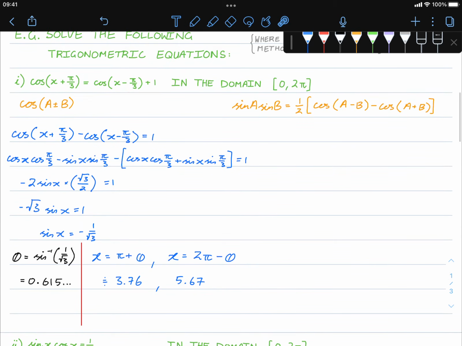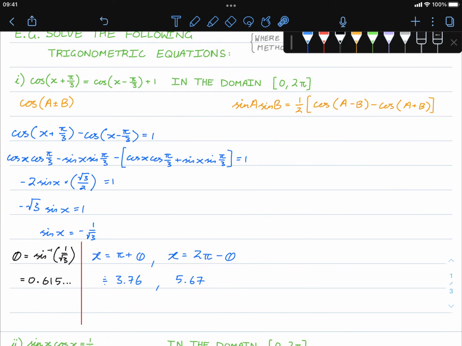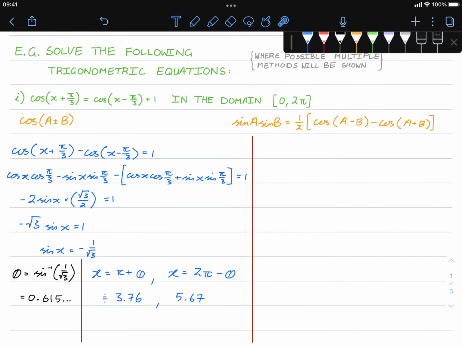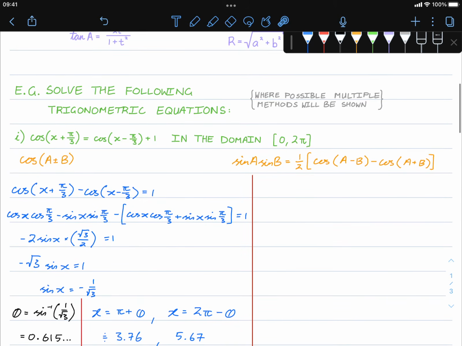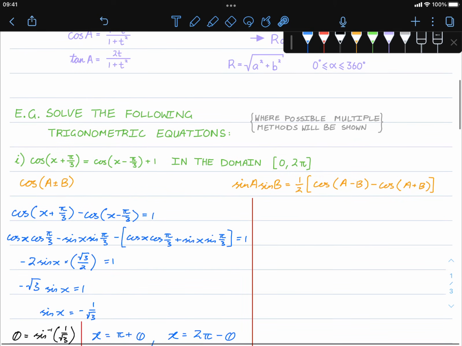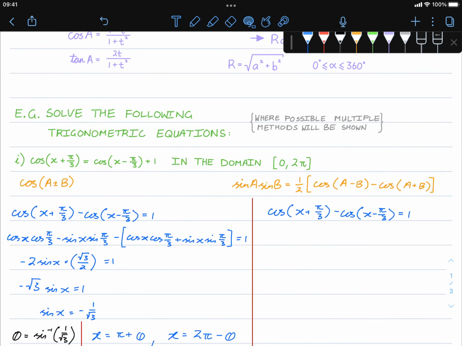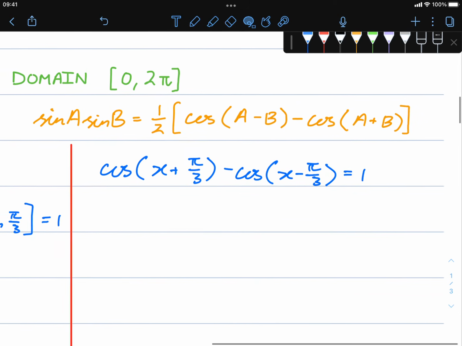Now this is just one method. Now I'm going to show you how the beginning of this problem may look different, but we still come to the same conclusion. So let's utilize the product identity this time. Now, let's take a look at how we might tackle this. I hope you can see that we start in the same position here.